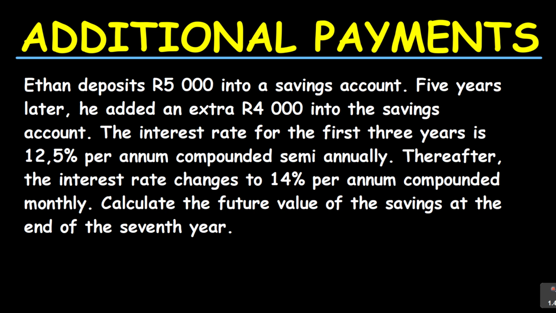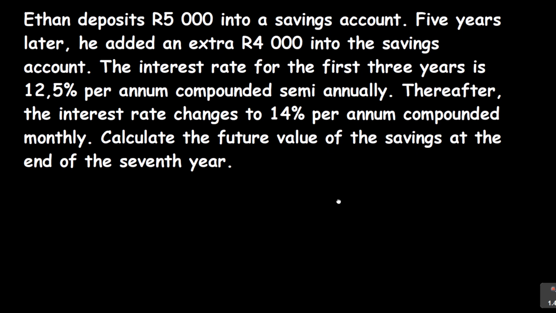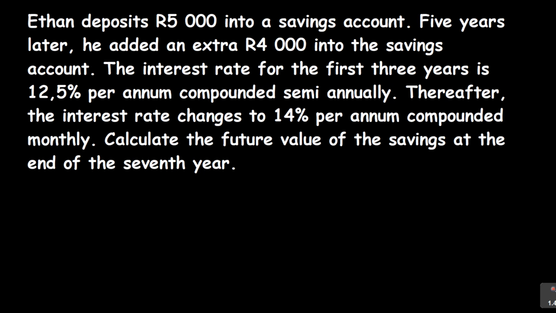The interest rate for the first 3 years is 12.5% per annum, compounded annually. So the compounding here is semi-annually. Thereafter, the interest rate changes to 14% per annum, compounded monthly. Calculate the future value of the savings at the end of the 7th year. So let's look at this. Very good information there that we can put in. Let's look at the time frame here that we can use.